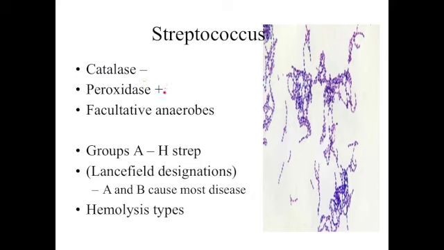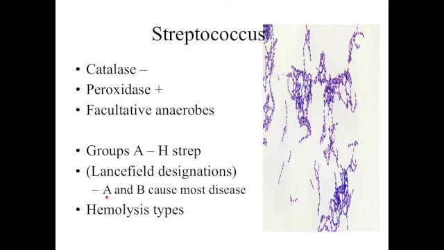They do, however, have peroxidase, which allows them to grow in the presence of oxygen, and they are facultative anaerobes. Most of the time, they actually carry out fermentation. We categorize Streptococcus into groups A through H based on some antigens that they present. These antigens were originally identified by a woman named Rebecca Lancefield, so they are called Lancefield designations.